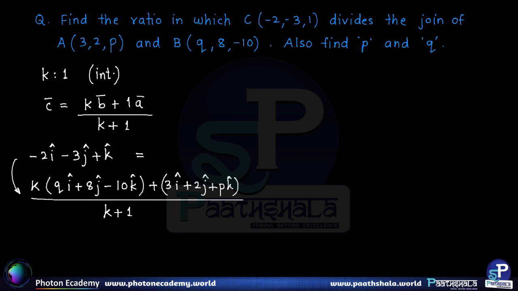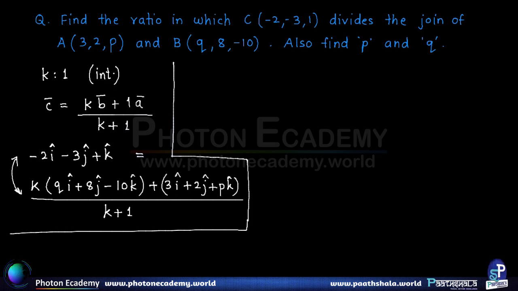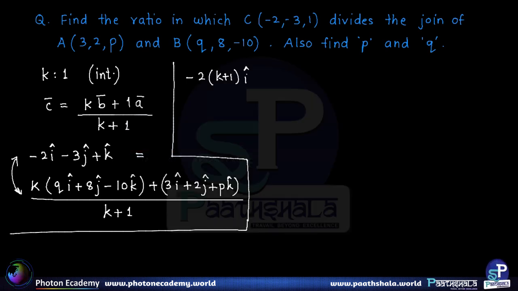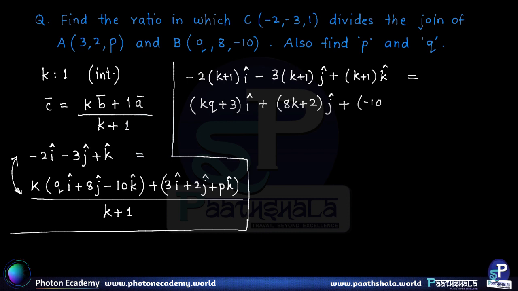Now you see that when we simplify this equation, collect all the like terms and segregate the i, j and k terms on both sides, we will get an equation which is minus 2 into (k plus 1) i cap minus 3 (k plus 1) j cap plus (k plus 1) k cap on the left side is equal to, on the right side we have (kq plus 3) times i cap plus (8k plus 2) times j cap plus (minus 10k plus p) times k cap, right?